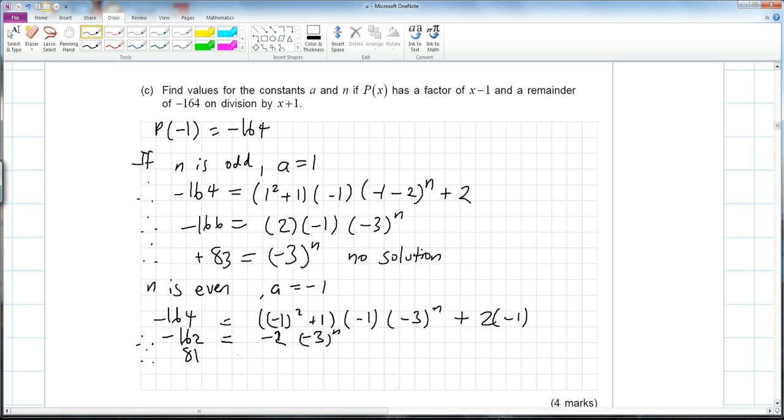Dividing through by the minus 2, we get 81 is equal to minus 3 to the power of n, and therefore n must equal 4, which is consistent with the fact that n is even. So the only solution is n equals 4, a equals minus 1.